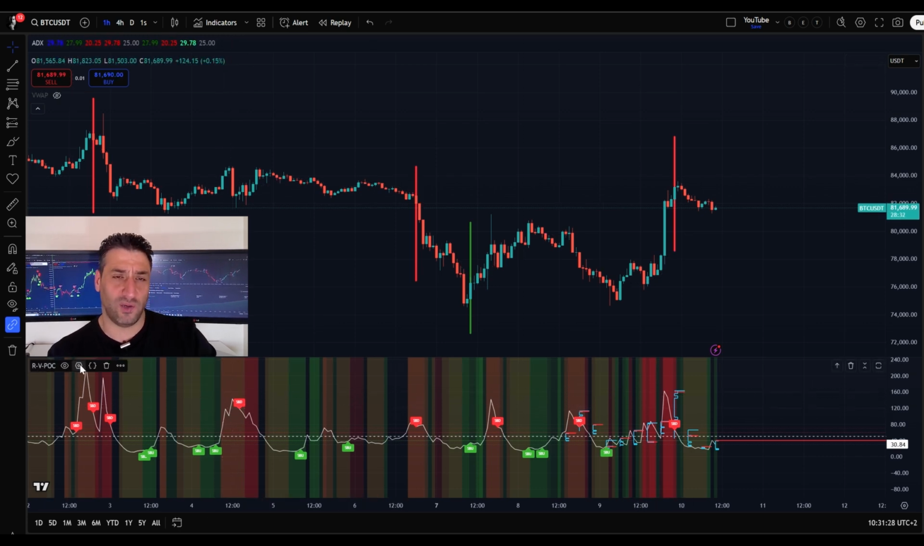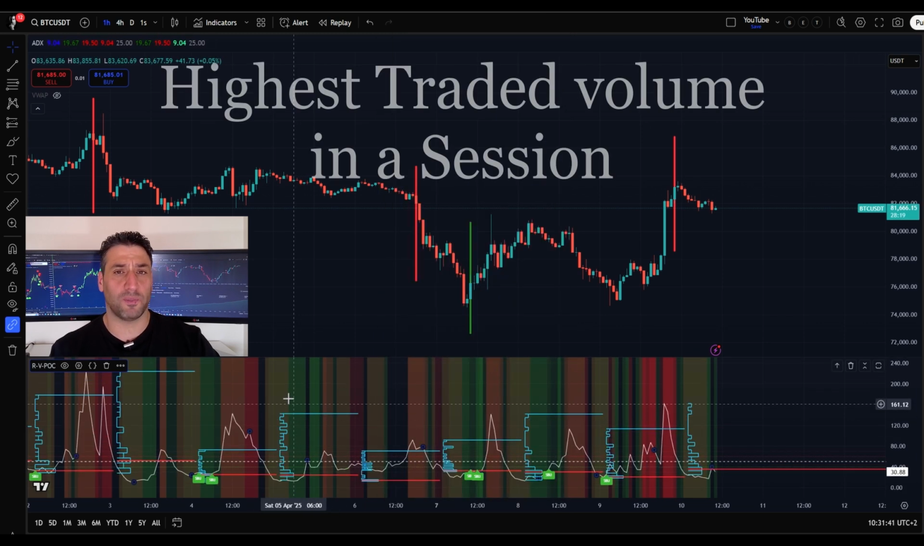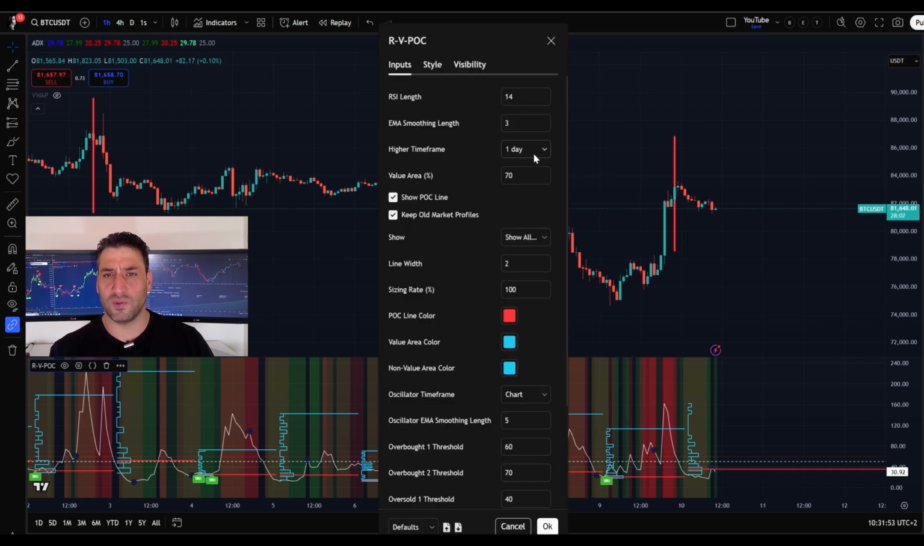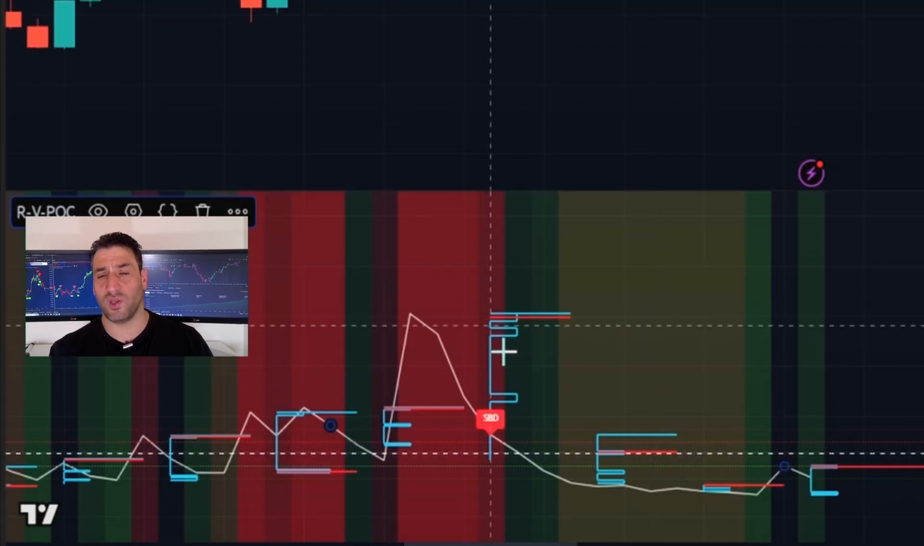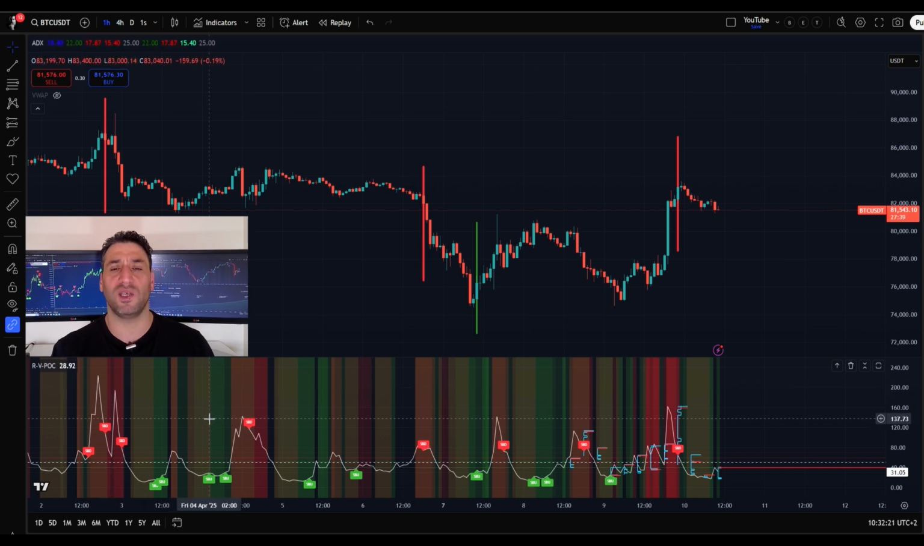And finally, we have POC, or point of control. It shows the price level with the highest traded volume in a session. It acts as a key support and resistance level. On the chart, you'll see the POC as a red line with aqua bars around it showing the value area where most of the trading volume occurred. So here's how it all comes together. The indicator takes the VWAP, calculates a smooth RSI based on it, and then overlays market profile data to show the POC and value areas.